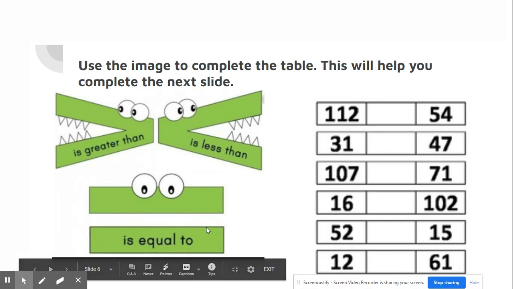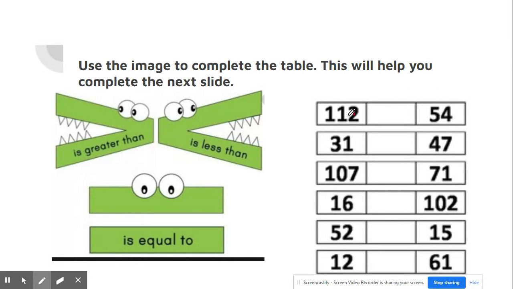I'm going to move this out of the way really quick so I can use my pen. Here we go. I have 112 and 54. So I know that a 3-digit number is going to be bigger than a 2-digit number. This 112 is greater than 54. So I'm going to put my comparison sign facing that way. 112 is greater than 54. The opening is towards the larger number. The mouth is eating that larger number. The great big opening is towards the greater number.